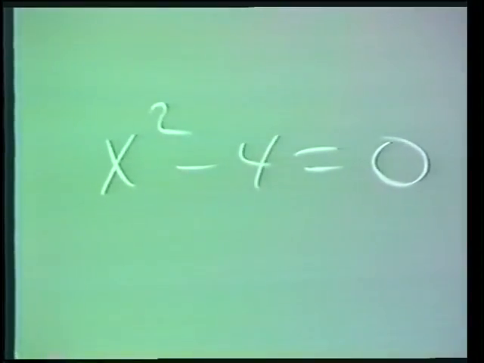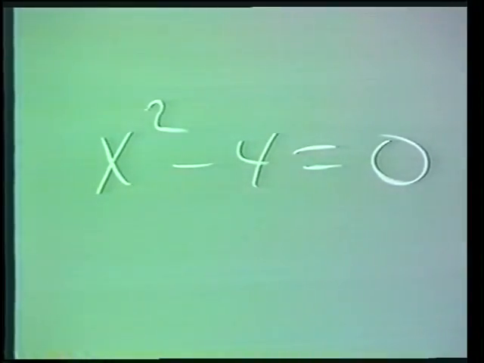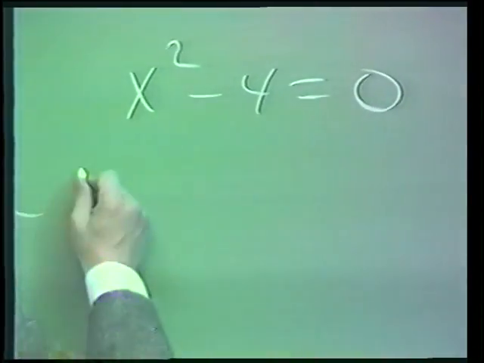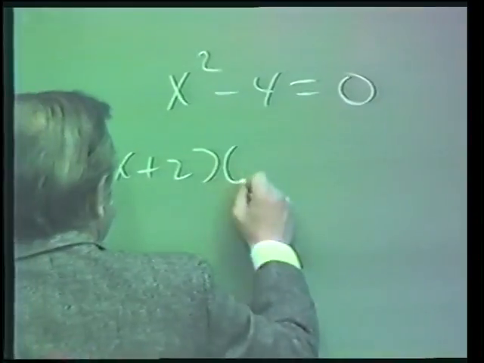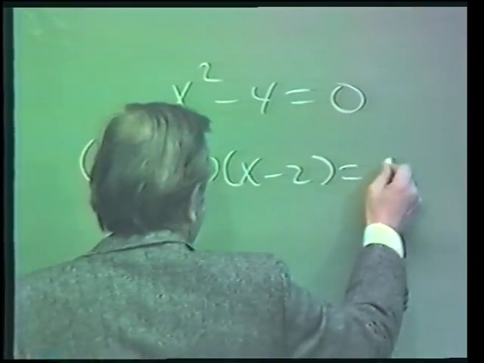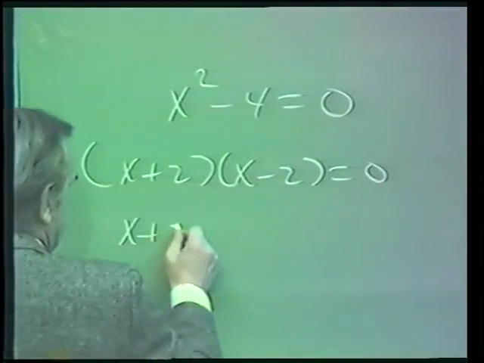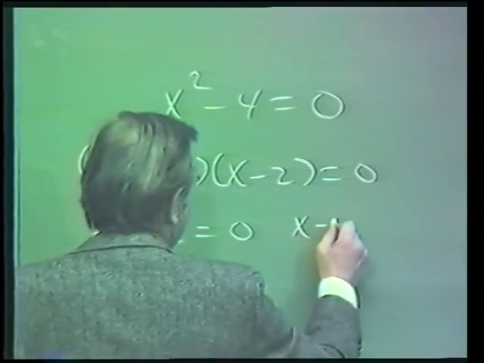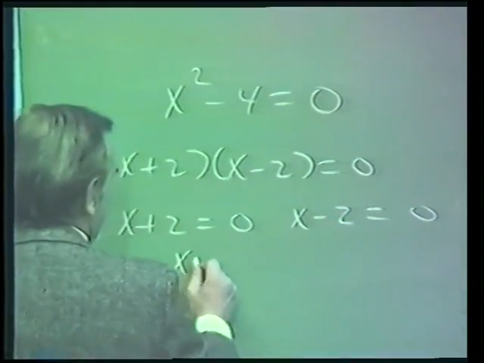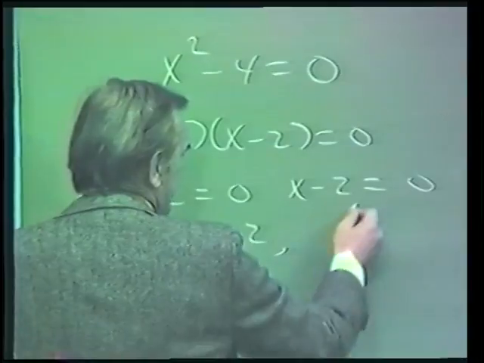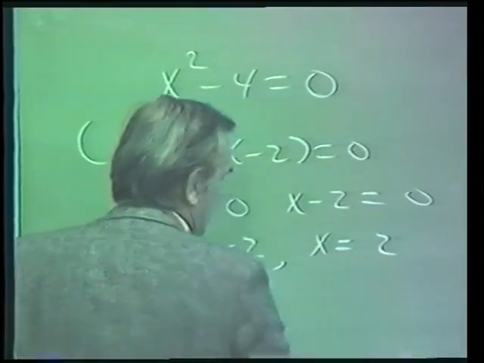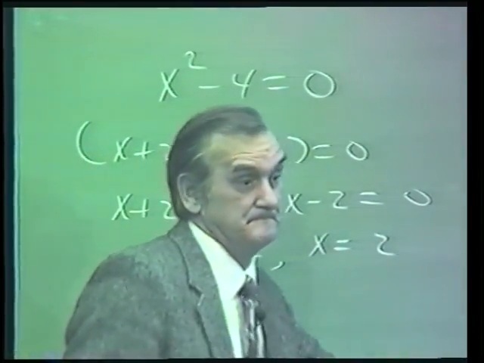Now, we know how to solve this. We can do it by the factoring method. We can factor x squared minus 4. We come out with x plus 2, x minus 2 equals 0. Set each factor equal to 0 and solve them. We come out with x equal negative 2, x equal positive 2.